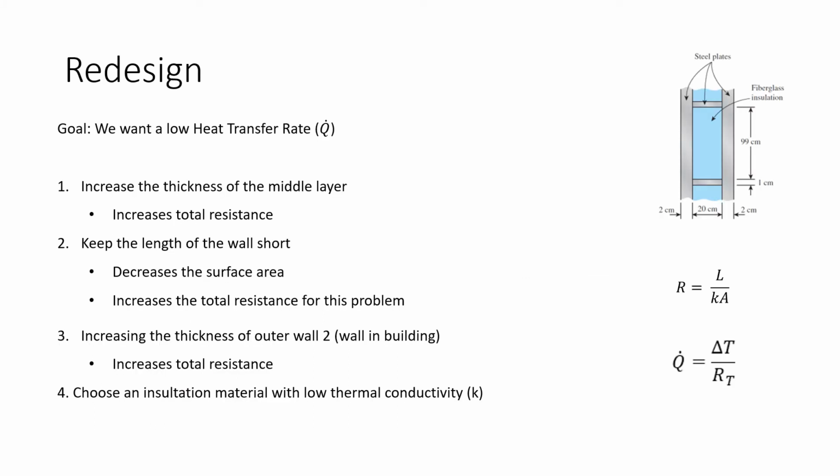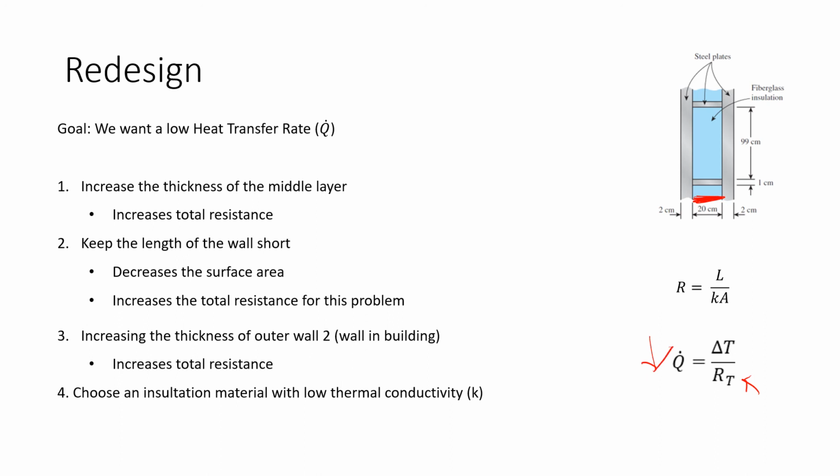Finally, I want to talk about the redesign. So the goal is that we want a low heat transfer rate. The first thing you can do is increase the thickness of the middle layer, which is right here. As we increase that thickness, it increased the total resistance, which then decreased our heat transfer.